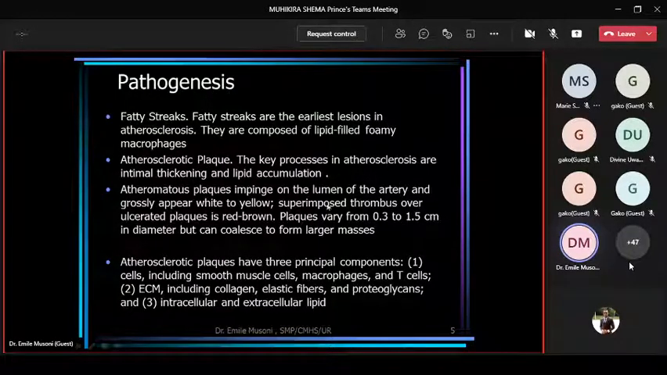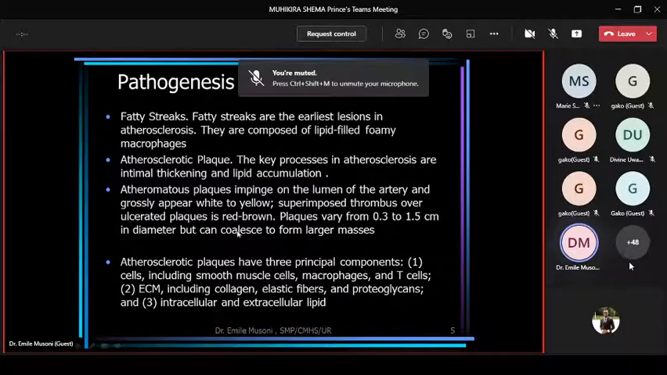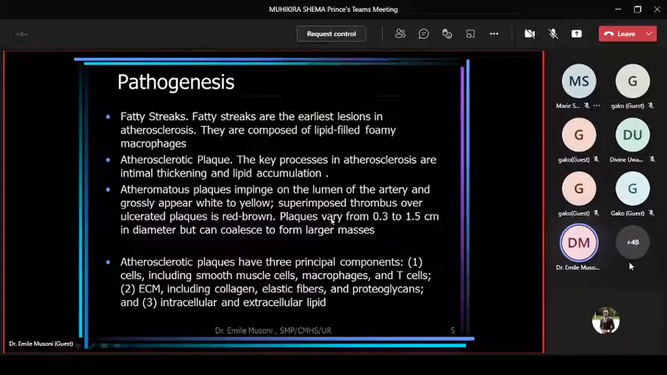In atherosclerosis, there are intimal thickening and lipid accumulation. Then atheromatous plaque. This one is on the lumen of the artery, and grossly appears white to yellow. This one has thrombus, illustrated red-brown. The plaque may vary from 0.3 to 1.5 centimeters in diameter, but can coalesce to form large masses.